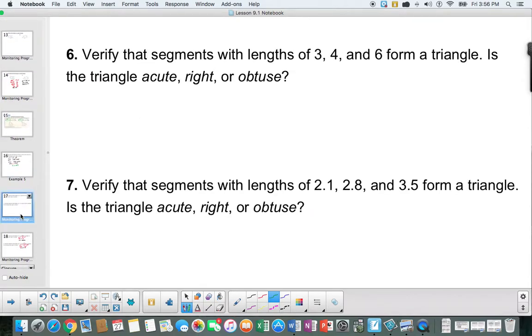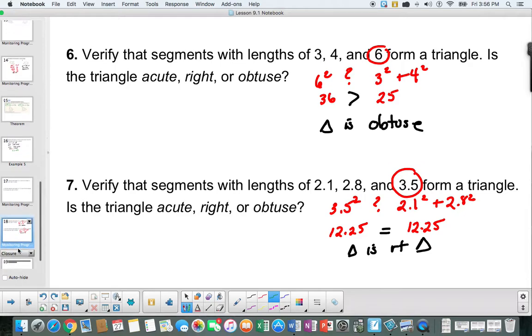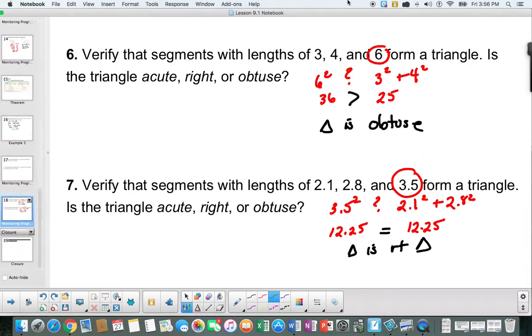Okay, your turn to try to figure out whether it's acute, right, or obtuse. Stop the screencast to try these numbers. And here are the answers. Number 6 is an obtuse triangle, and number 7 ended up being a right triangle. This is the end of the screencast.